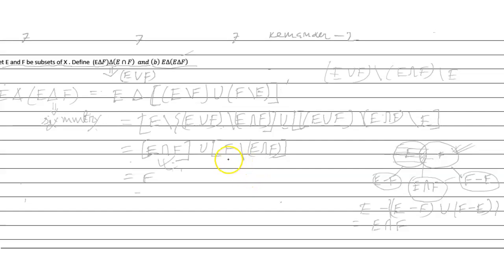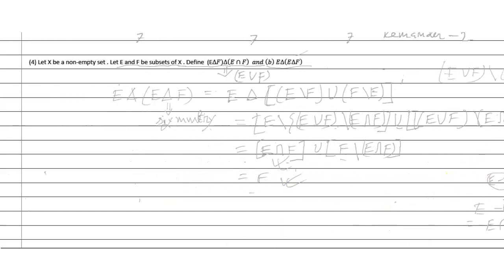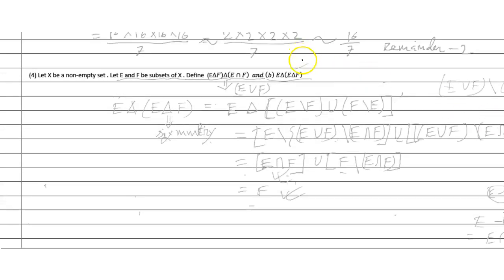So F value I get, and this portion I get just only this portion. So this portion is F minus E intersection F, and now you will see that we added also E intersection F, so this value is F. I hope I can clear the question's answer. So my answer is in here F.